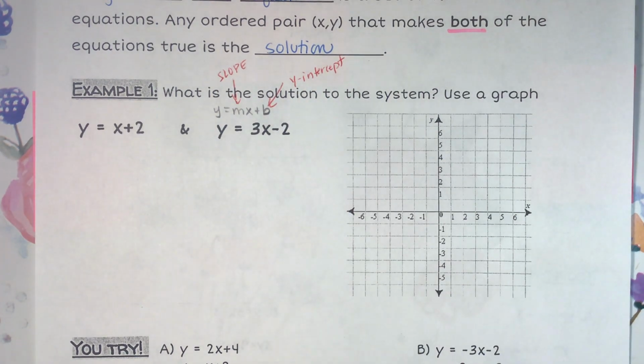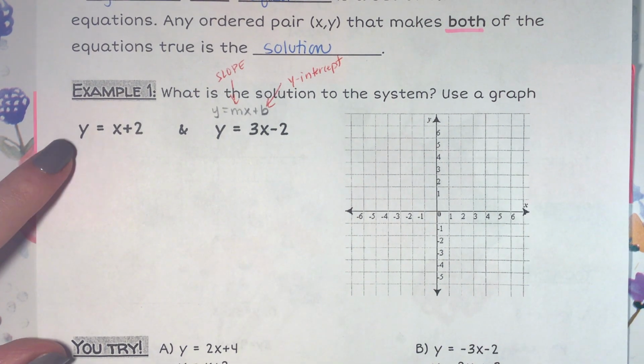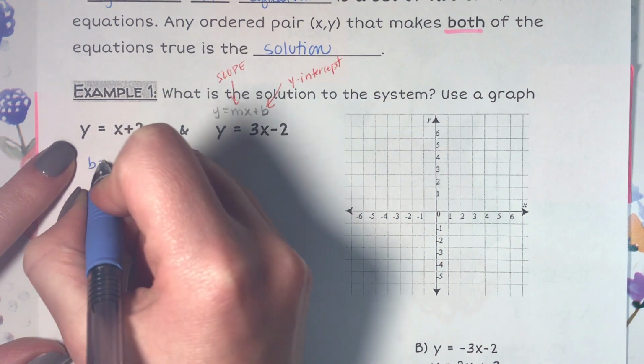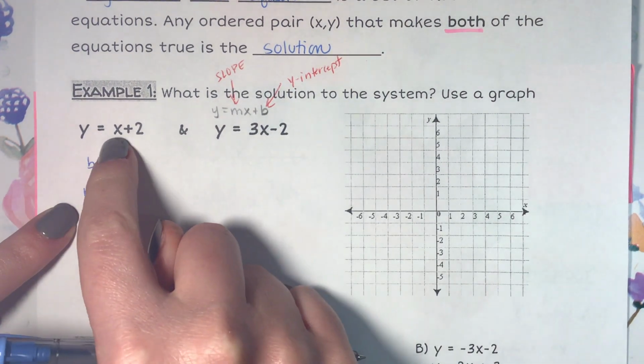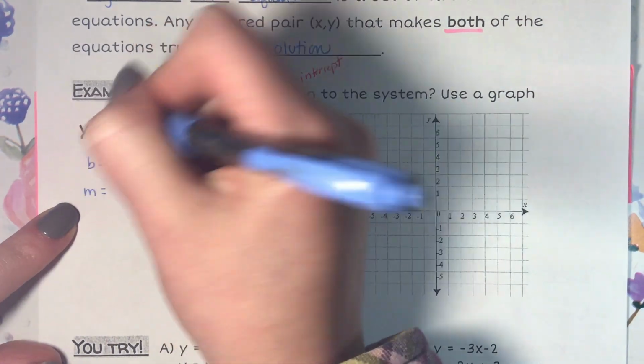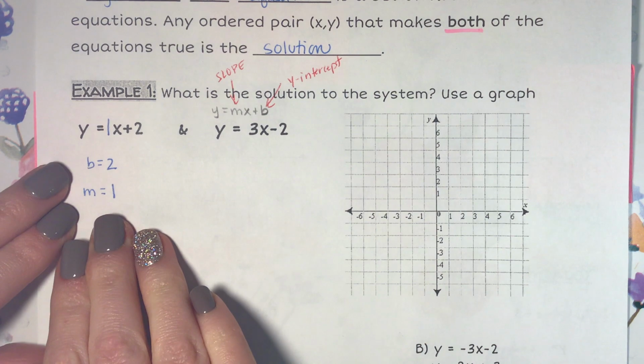So to graph both of these, I am going to start with the y-intercept and then use the slope from there. So let's identify what those pieces are in each equation. In this first one, b is equal to 2, and m, or the slope, is invisible. It's that invisible 1 in front of the x, so the slope is 1. So let's graph this first one.